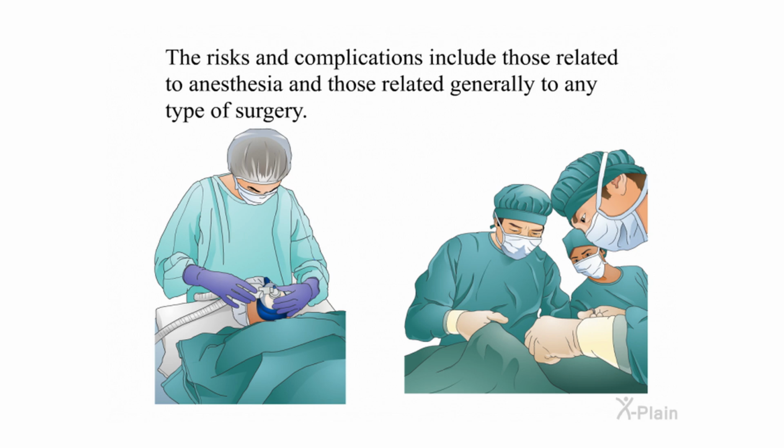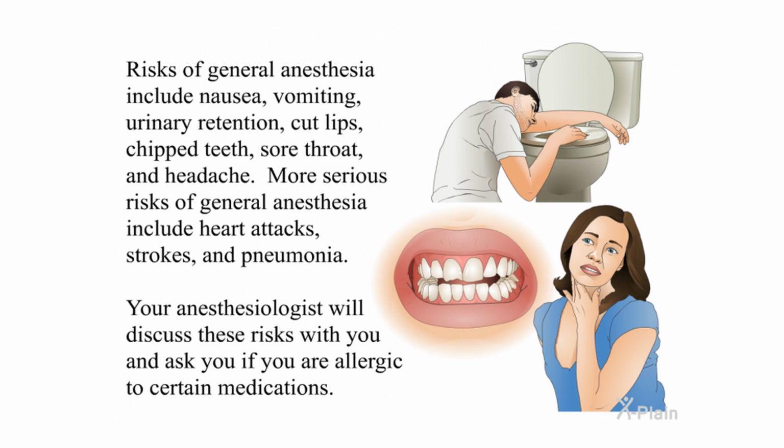The risks and complications include those related to anesthesia and those related generally to any type of surgery. Risks of general anesthesia include nausea, vomiting, urinary retention, cut lips, chipped teeth, sore throat, and headache. More serious risks of general anesthesia include heart attacks, strokes, and pneumonia. Your anesthesiologist will discuss these risks with you and ask you if you're allergic to certain medications.